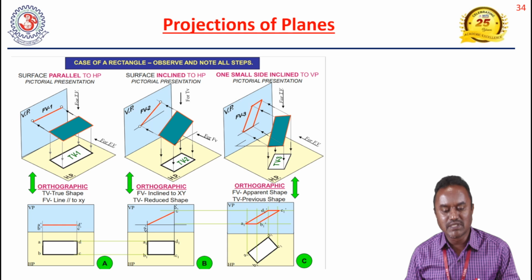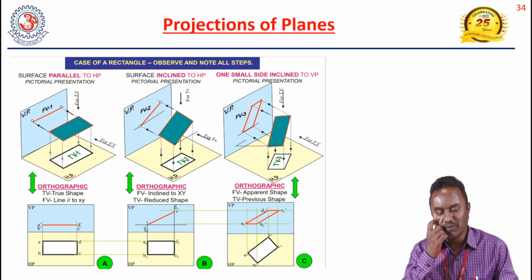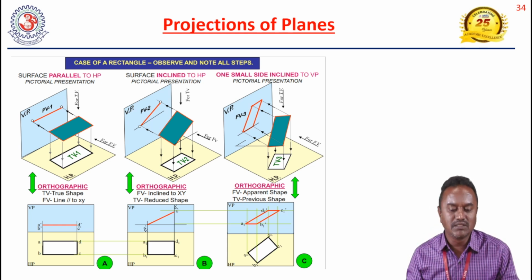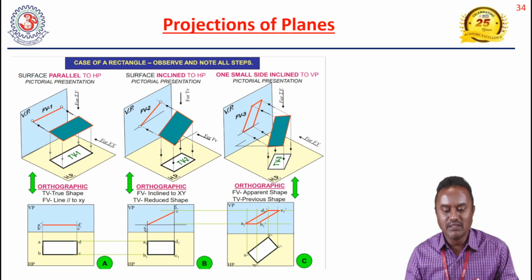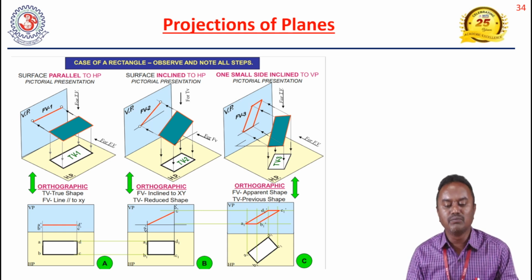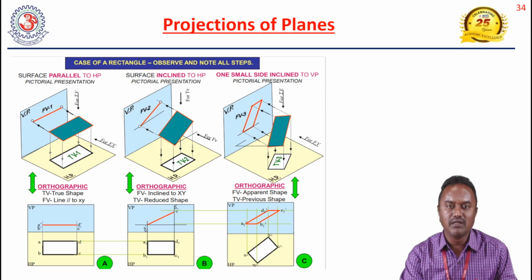Coming to the second case, the plane is inclined to HP. In this case also, we can start the problem with the top view and then the front view. Then the next case, inclined to both HP and VP. First we draw the initial position, then the secondary position, and then finally we can come to the inclined to both HP and VP.